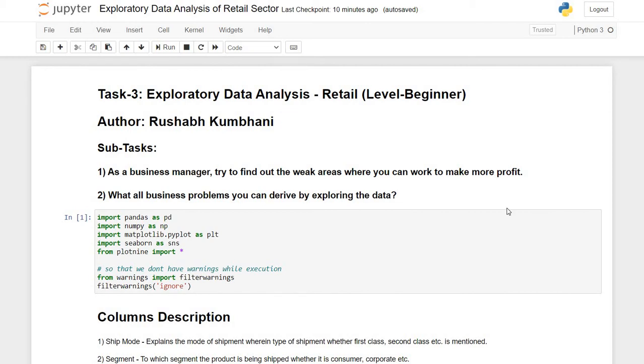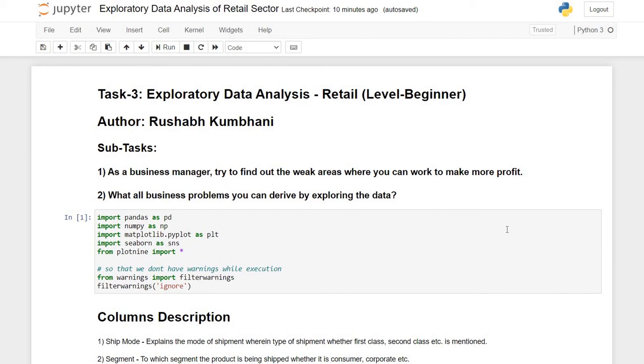Hello everyone, my name is Rushabh Kumbhani and the task is Exploratory Data Analysis of Retail, which is of beginner level. As a business manager, I have to try to find out weak areas where I can work on to generate more profit for the superstore. Also, what are the various business problems which I can derive by exploring the data.